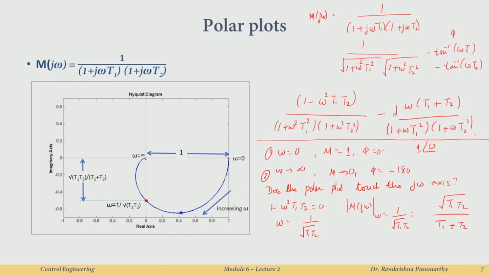Okay, so again the same steps. Look at the magnitude, look at the phase, just compute simply what happens at omega is 0, omega is infinity, and check if the polar plot touches the j omega axis. You may also ask, why don't we see intersection with the real axis somewhere here or here? That you could just check by equating the imaginary part to 0, and you will only get the solution that it touches only at omega equal to infinity and omega equal to 0.